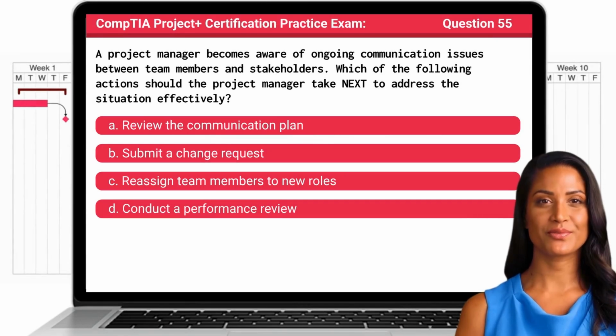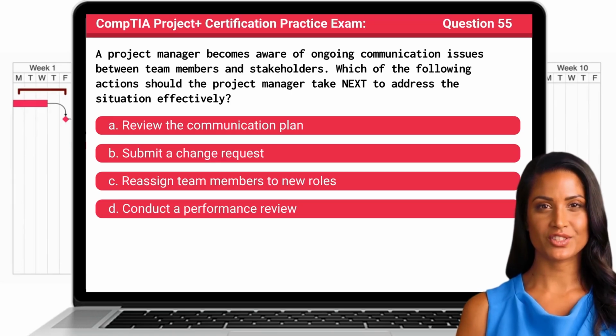Question 55. A project manager becomes aware of ongoing communication issues between team members and stakeholders. Which of the following actions should the project manager take next to address the situation effectively?